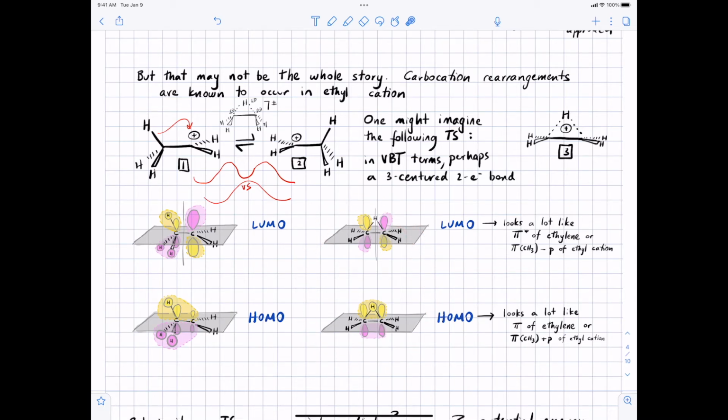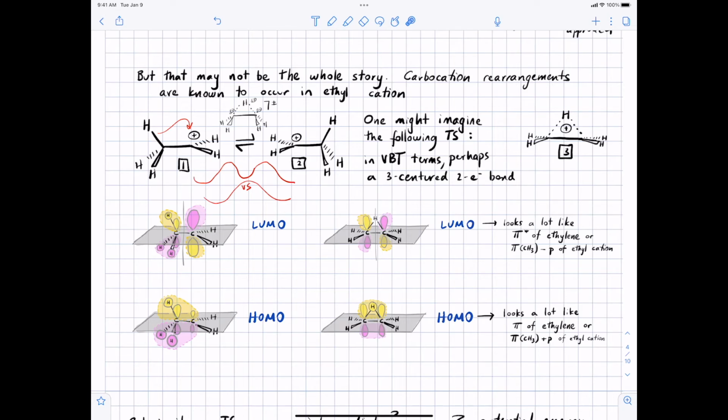And the answer is it depends, and it's complicated. Depending on what calculations you do, depending on what method and what basis set you use, some calculations will tell you this geometry is the minimum for the ethyl cation. Others will tell you this one.